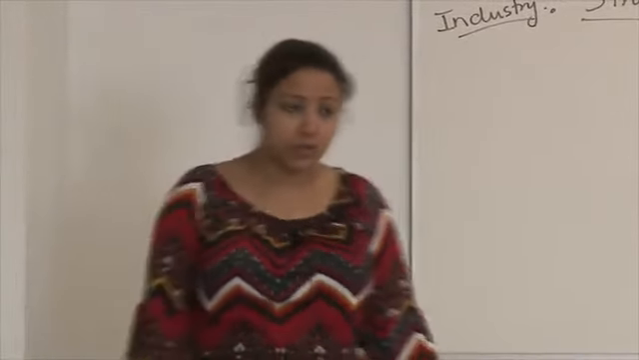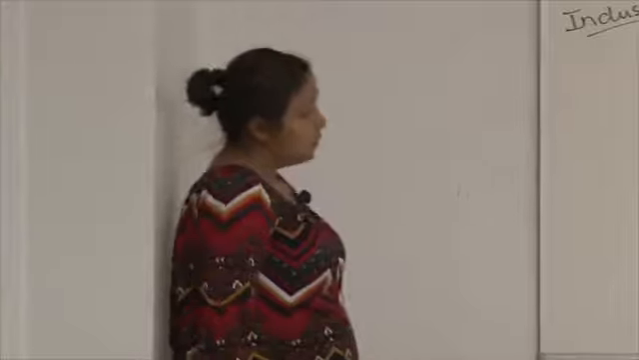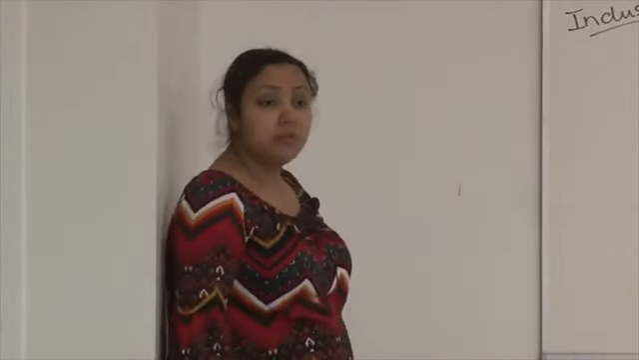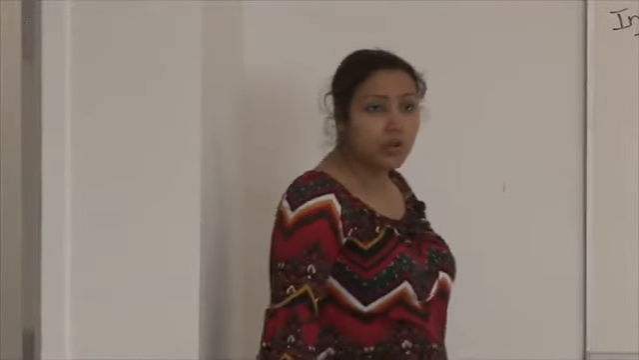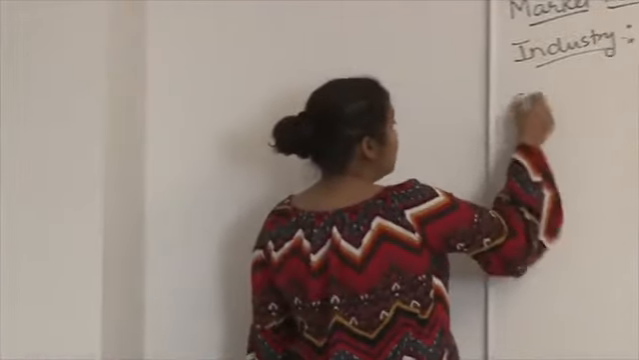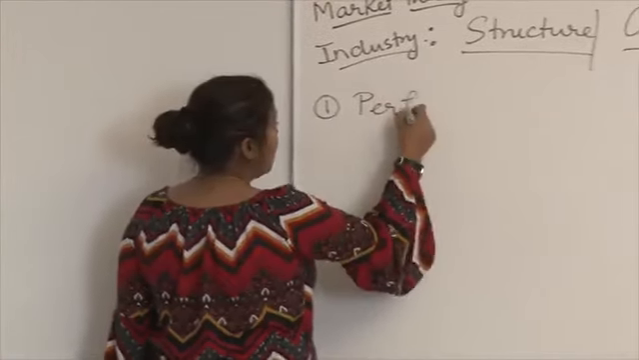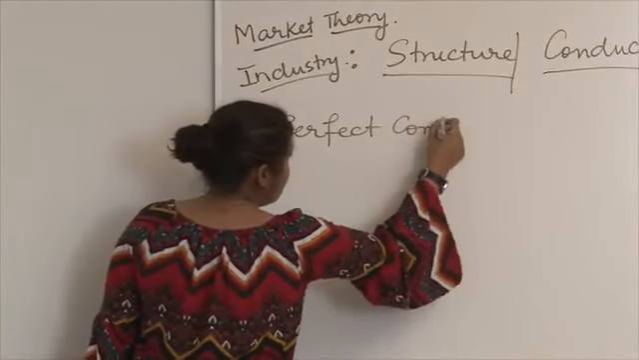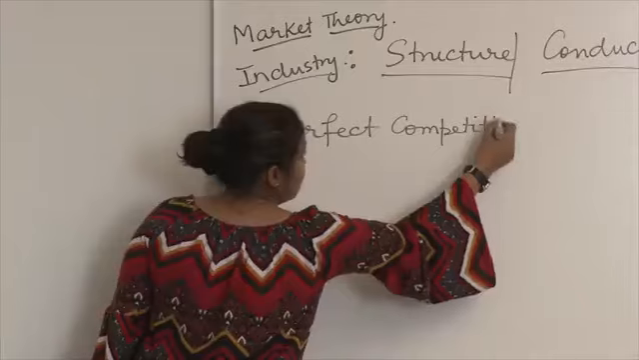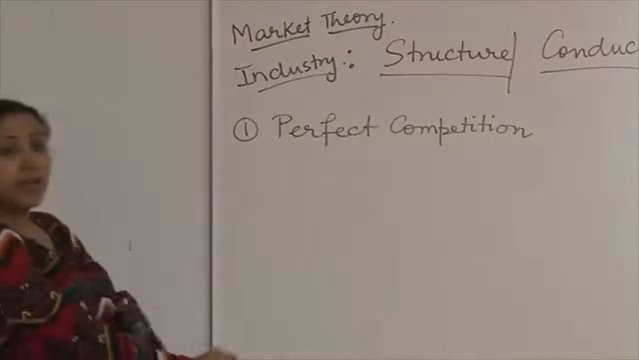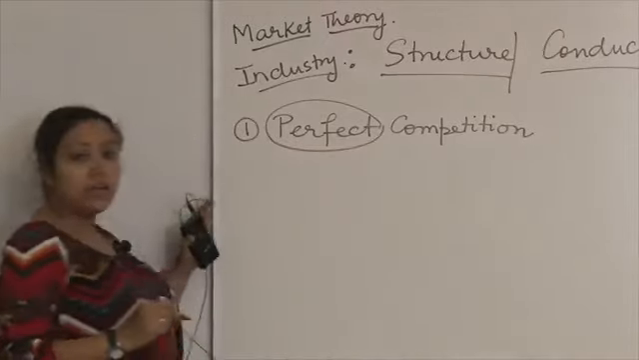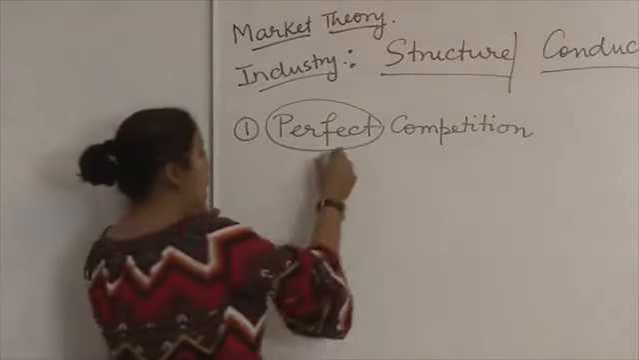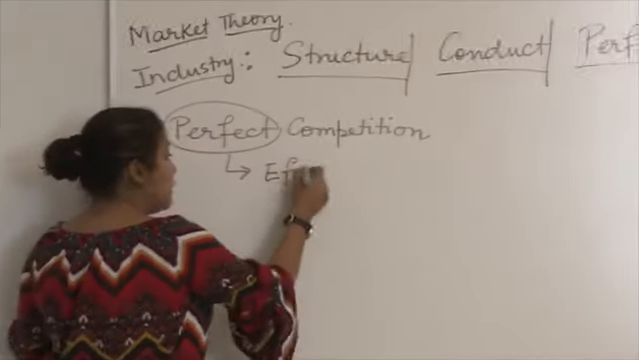Now, there are four types of markets that we study in economics. Here, four primary types of markets. There may be other markets also, but here for this class, we are just going to cover three types of markets. The first market is called perfect competition. Okay. As the very name suggests, this is the most perfect kind of market. By perfect, I mean this is the most efficient market.